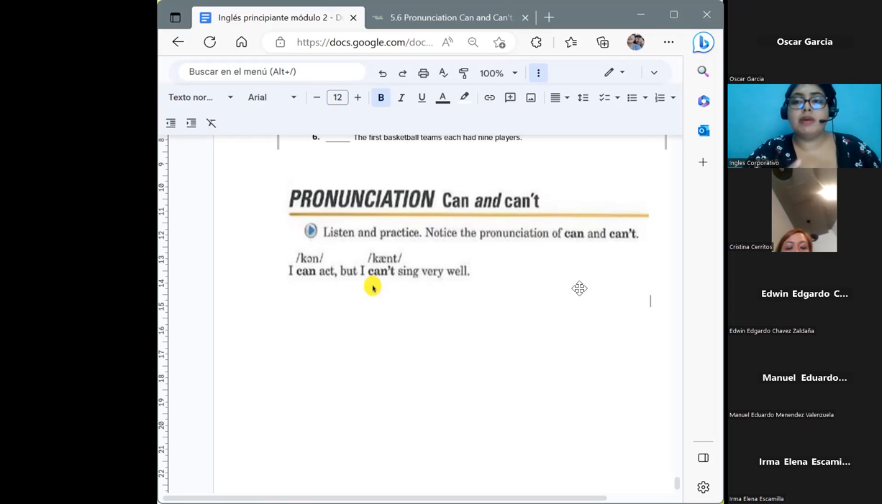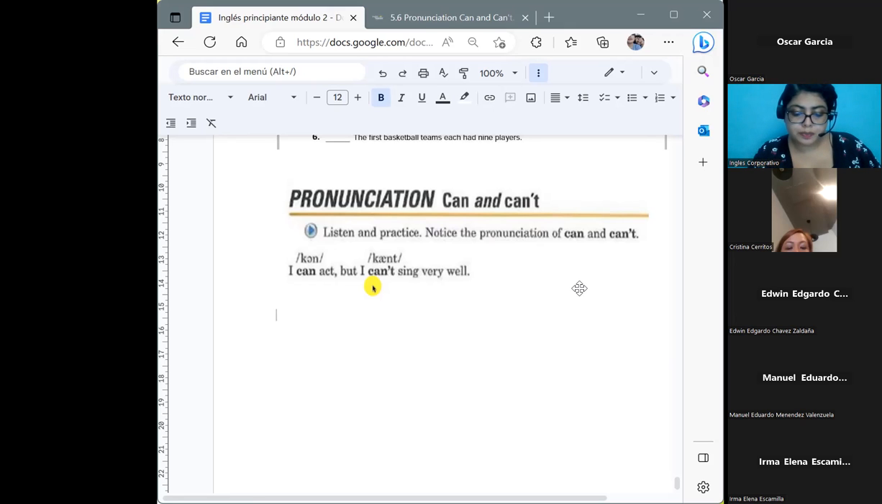Now, we were talking about sports, we were talking about seasons, and now we are going to talk about talent and abilities. Vamos a hablar de talentos y habilidades. In this case, we are going to divide this topic into different parts.